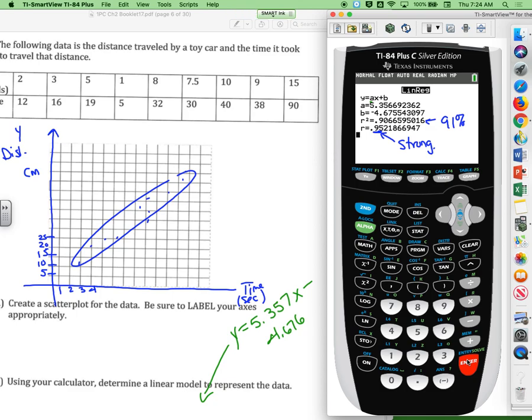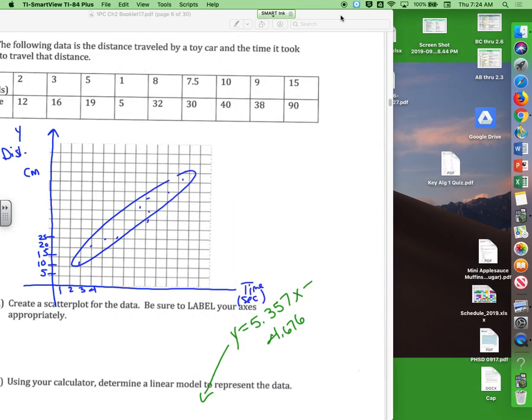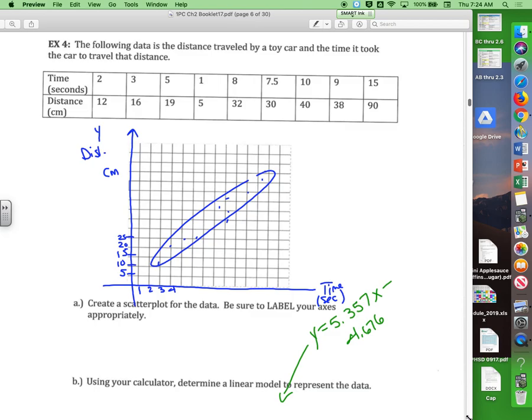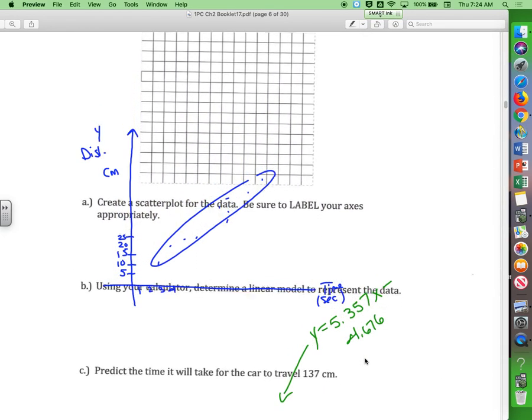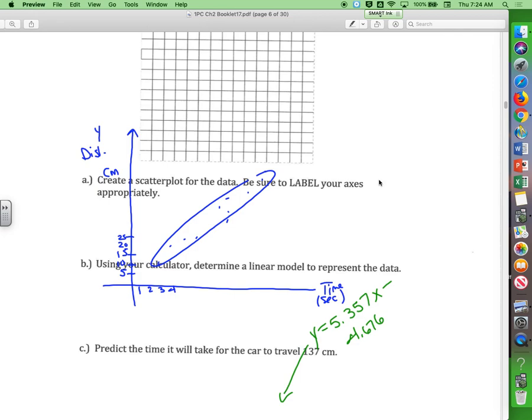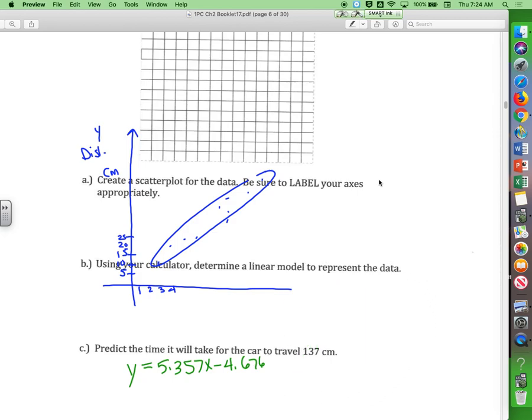Once you have the equation, I'm just going to rewrite this equation down here. We can do this prediction here. So we're trying to predict, here's my equation, 5.357x minus 4.676. Now I can get rid of this other stuff here so it's not distracting me. There we go. And they said, how long is it going to take to travel 137 centimeters? So remember, your y-axis was your distance. So that's what my y is equal to. So we'll plug in y as 137.